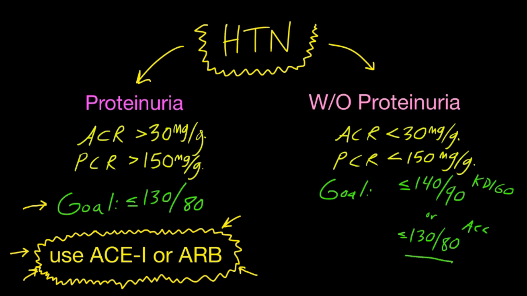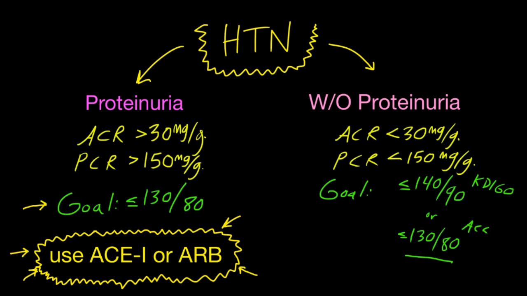So, as I said, guidelines and definitions may change over time as new studies come out, and there's always a little bit of disagreement, but I think this gives you a good idea about where to go. And for this group without proteinuria, you don't have to use an ACE inhibitor or ARB like you do in the proteinuria group. In the group without proteinuria, you just want to get the blood pressure to goal. And remember, the point of this is to prevent bad cardiovascular outcomes.